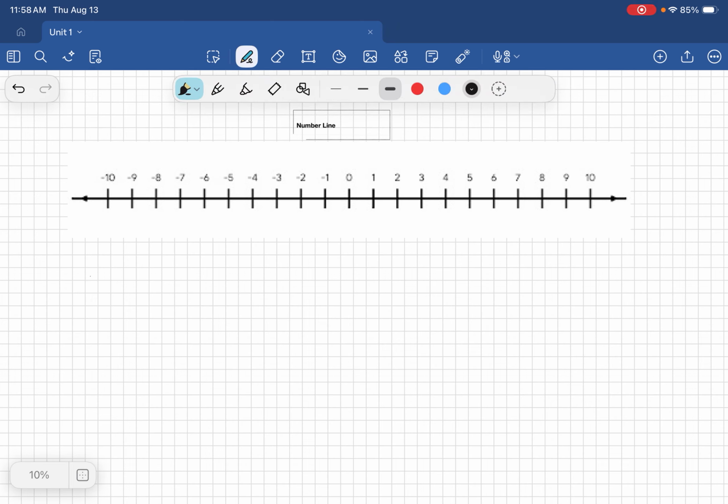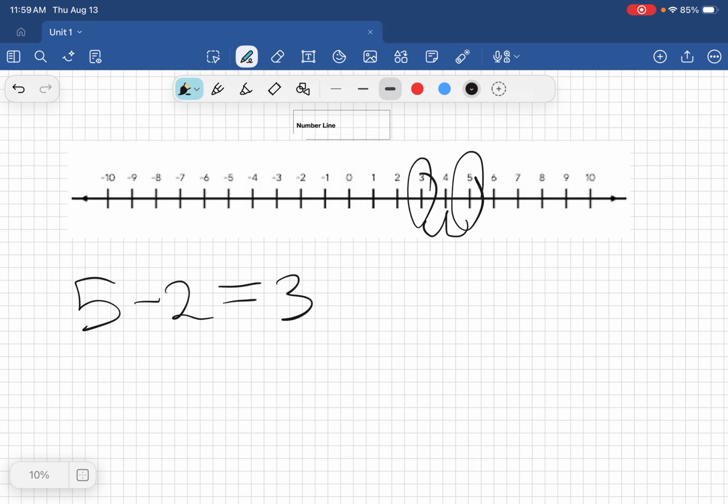Write 5 minus 2. If I have $5 and I spend $2, I have $3 left. So 5 minus 2 equals 3. On a number line, we start at 5, and because we're subtracting, we move left 2 spaces. 1, 2. So the answer is 3.